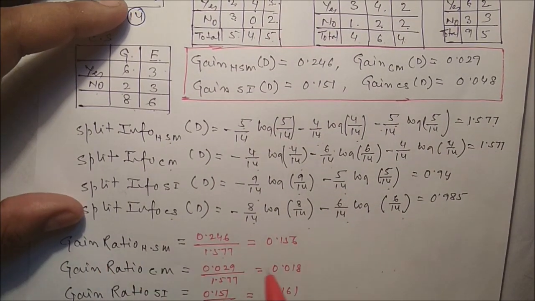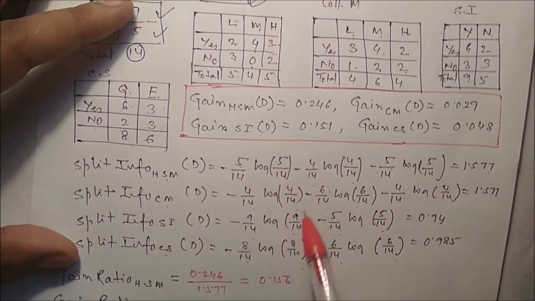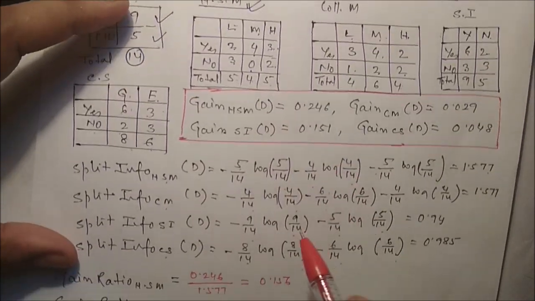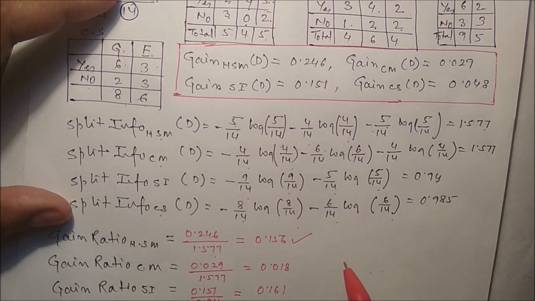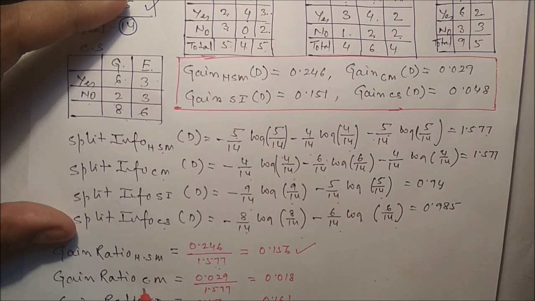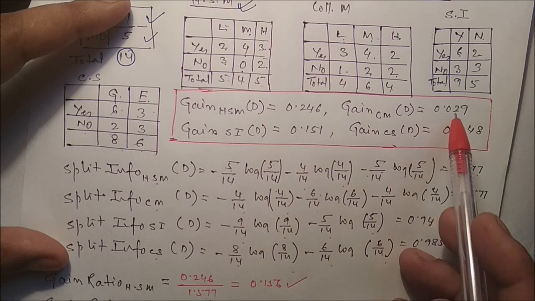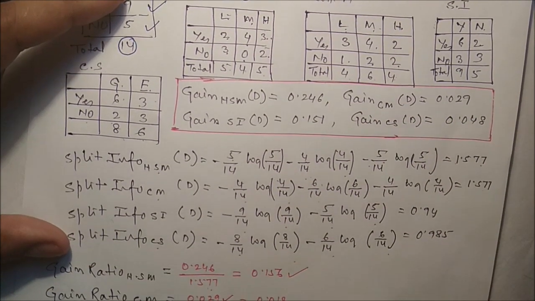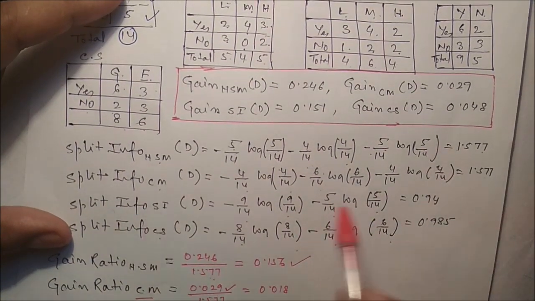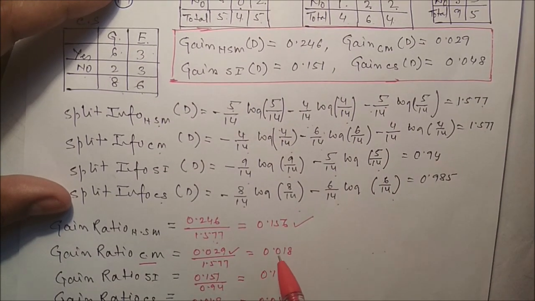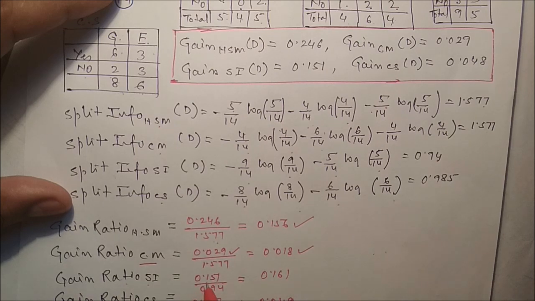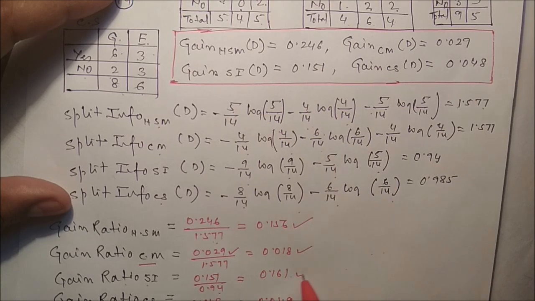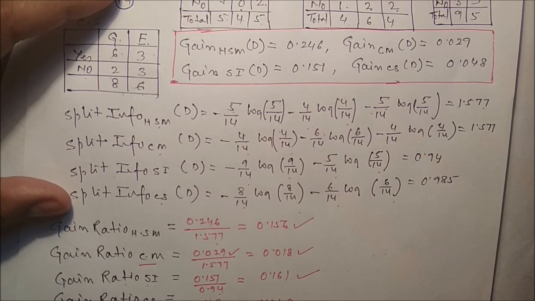So we calculate the gain ratio. For high school marks, the gain 0.246 divided by 1.577 is 0.156. Similarly, for college marks, the gain is 0.029 and the split info is the same, 1.577, so the value is 0.018. For sports interested, 0.151 divided by 0.94 is 0.161, and for communication skill the gain ratio is 0.049.